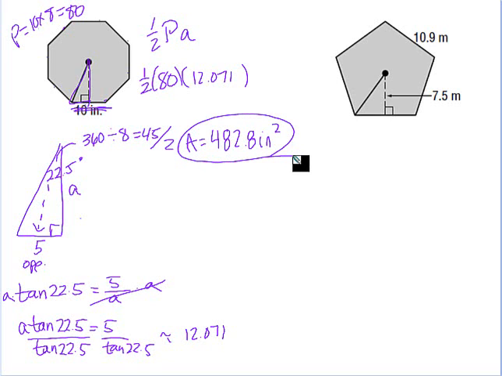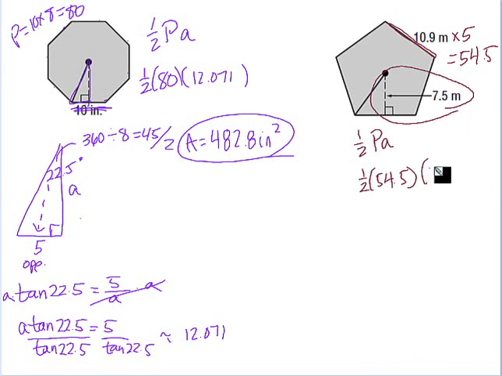And we will do one last problem for today. 1/2 perimeter times apothem. Notice here we have a length of 10.9. There are 5 sides. So if we take 10.9 times 5, our perimeter is 54.5. And then look here. We were given the apothem, so we were given that 7.5. So we don't need to make the triangle at all. We can just fill it in. So if we take half times our 54.5 for our perimeter, times the 7.5 for the apothem, the area of this pentagon is about 204.4 meters squared.